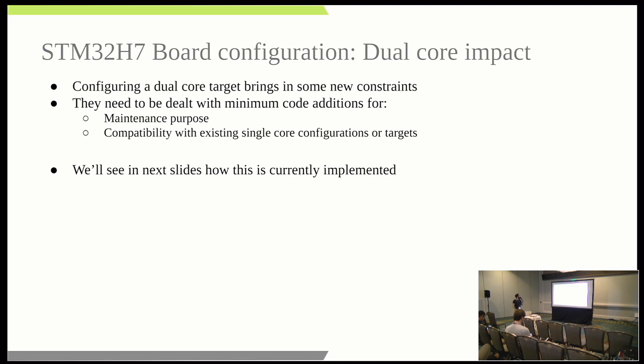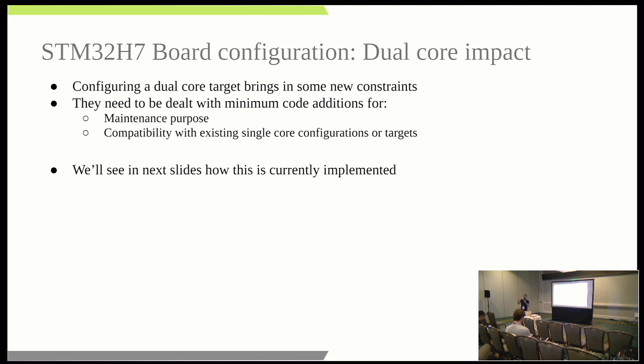So now I will go into the impact of having a dual core when it comes to board configuration. Having a dual core target brings some new constraints. We need to deal with these constraints with minimum code addition in order to keep the compatibility with the existing single core implementation and to ease the maintenance. So we'll see how this has been implemented in the next slides.